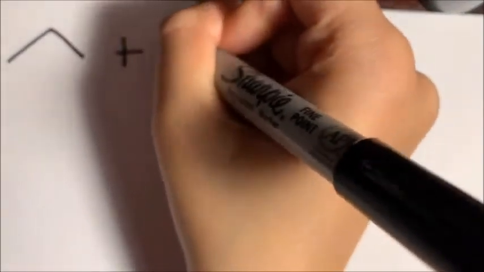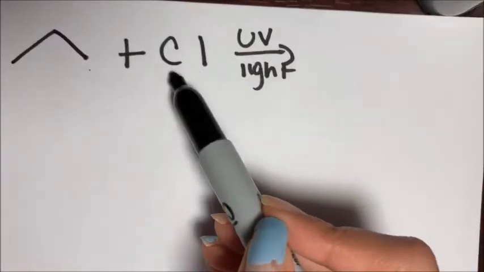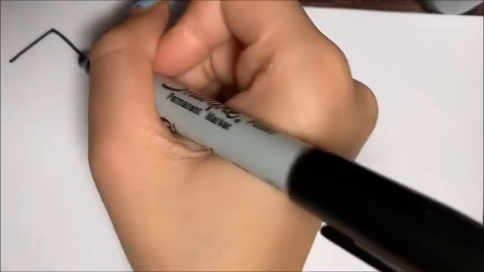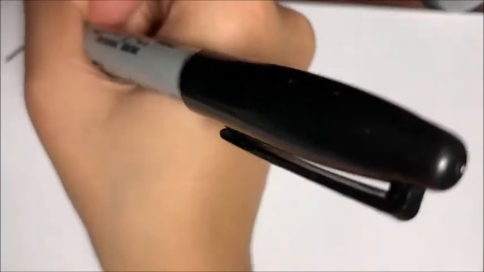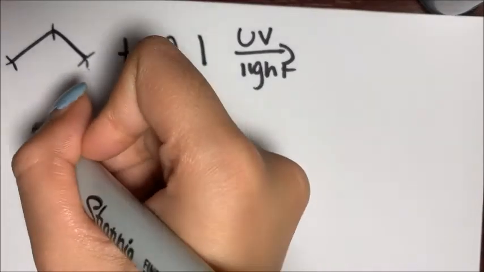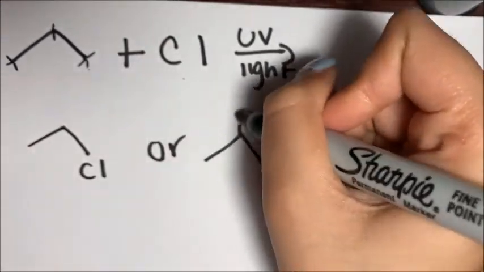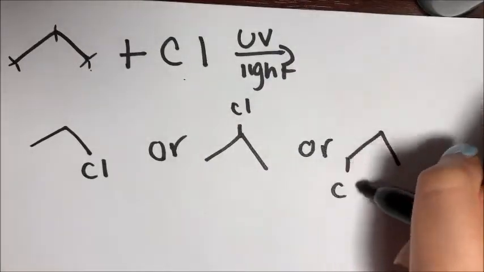For example, if we have propane plus chlorine and UV light applied to it, the hydrogen is going to be replaced by another atom, so in this case the halogen, the chlorine, and basically the chlorine is going to replace any of the hydrogens. It doesn't really matter. So as you can see, the lines that I have made are for the different hydrogens, and the chlorine is going to go on any of those.